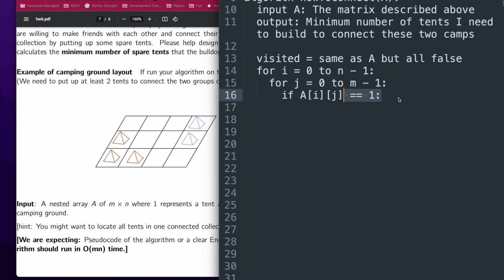What we would do here is if we have 1, then we would say, okay, run first BFS or DFS, whatever you want, starting at ij, right? So this is our node. Let's start at ij and fill in this visited array, right? So mark the nodes that we've already been to as visited. Let's run the first DFS, let's call this find tent or find camp, right?